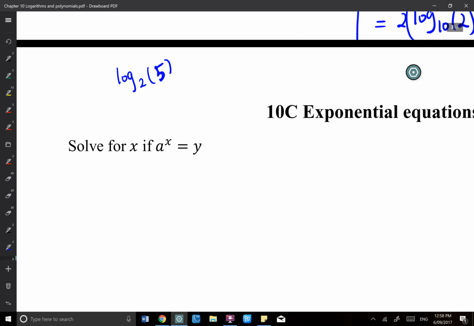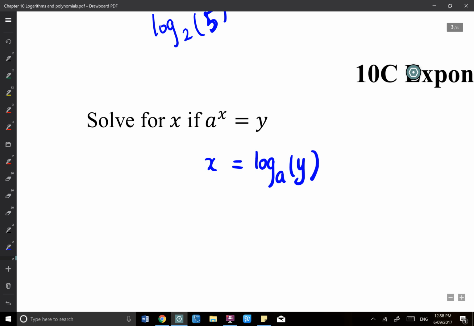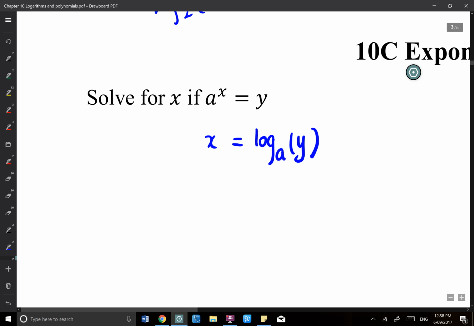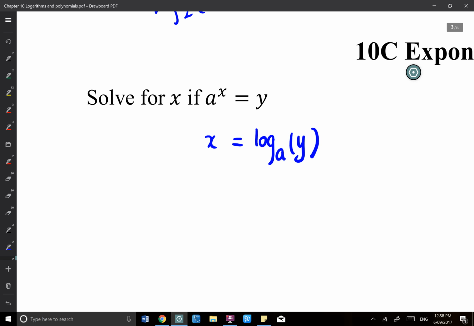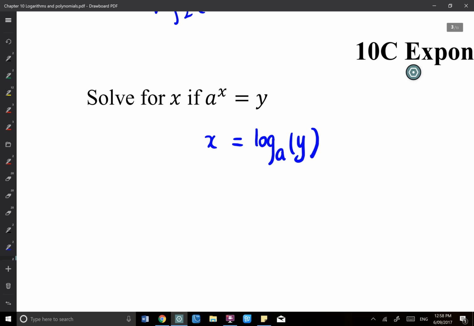a to the power of x equals y. As the definition for log, x must be log base a of y, right? That's the definition of what a logarithm is. Let's do something else. Tell me what base you want. I don't want base a. Tell me any base you're interested in. 10. Okay, 10 is a good number.